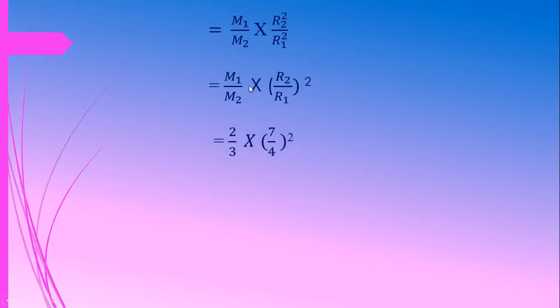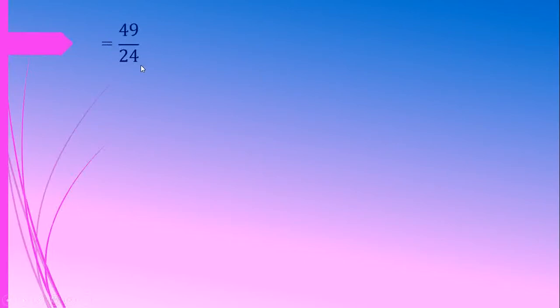Mass of the first planet m1 is 2 and mass of the second planet is 3, and the radius of the second planet is 7 and the radius of the first planet is 4. So, 2 by 3 into 7 by 4 into 7 by 4. Now, we cancel 2 and 4. So, we get 1 by 3 into 7 by 2 into 7 by 4. Now, multiply all the terms. So, 7 sevens are 49 by 24.